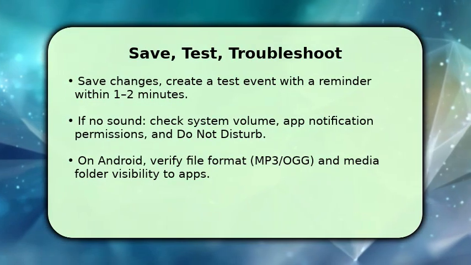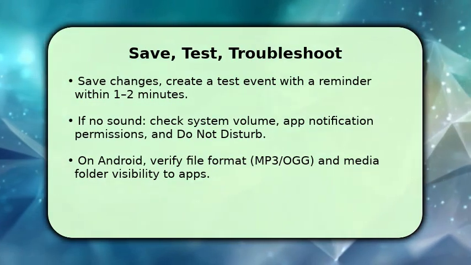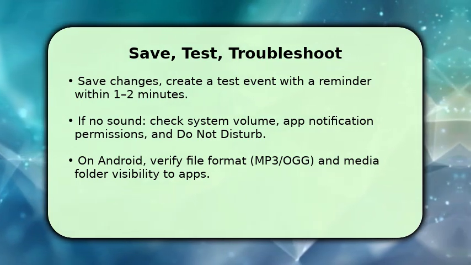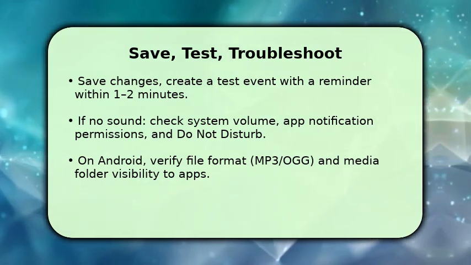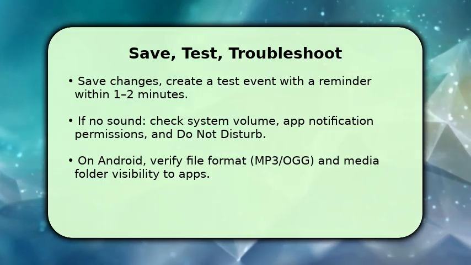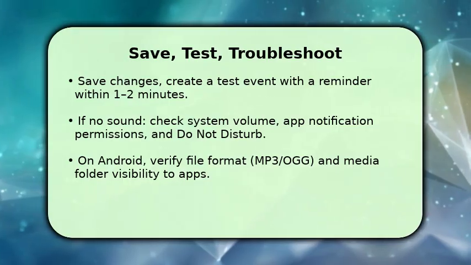You finish by saving settings and creating a quick test event with a near-future reminder so you can confirm the new sound. Once the alert fires, make sure the phone volume and notification permissions are enabled. Apps won't play tones if Do Not Disturb is active or permissions are blocked.